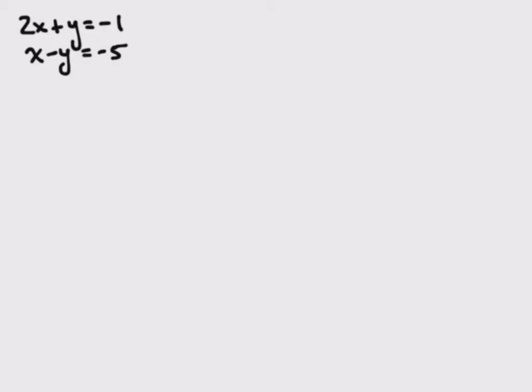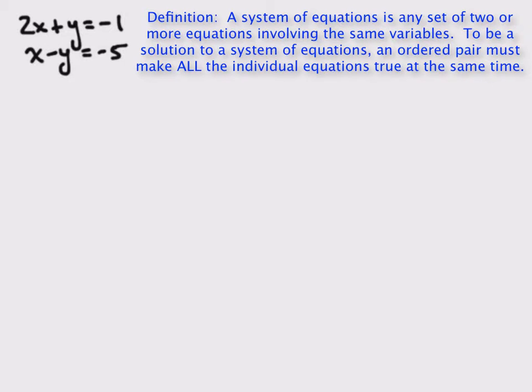Now we're going to start solving systems of equations. First, let's define what a system of equations is. A system of equations is any set of two or more equations involving the same variables. To be a solution to a system of equations, an ordered pair must make all of the individual equations true at the same time.